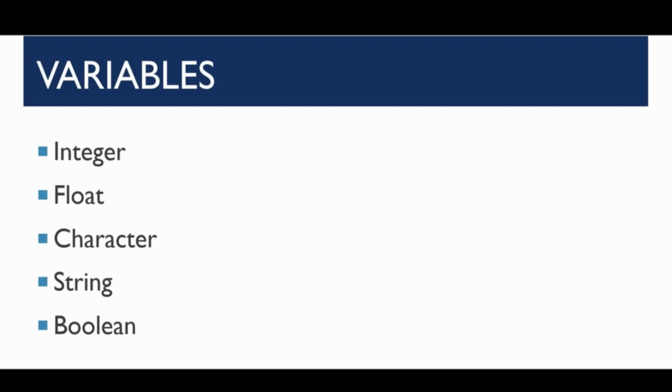And what is a string? It is a sequence of characters which is written between double inverted commas, whereas a boolean gives you a binary value of 0 and 1. What is 0? It means false, and what is 1? It means true. So a boolean can only have two values, true or false.